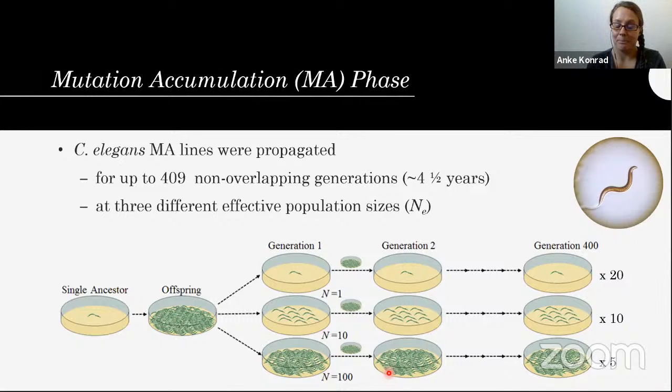At the end of these experiments, where you had the 20 lines of size 1, 10 lines of size 10, and 5 lines of size 100 worms, as well as the ancestral worm of this experiment, they were all sequenced so that we could identify every mutation that had occurred throughout the evolutionary phase.